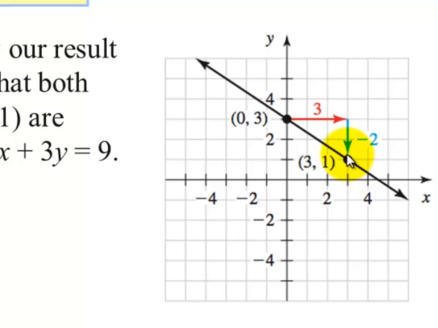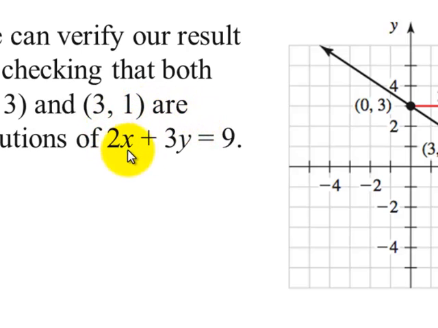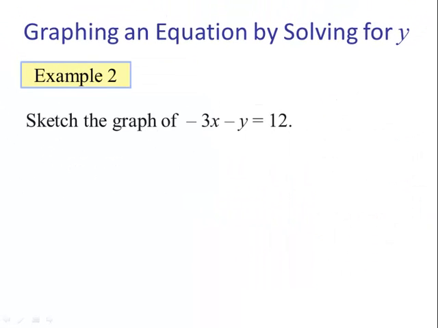Now this point and this point and any point on this line means that each ordered pair will be a solution for this equation. Example 2. Sketch the graph of negative 3x minus y equals 12.